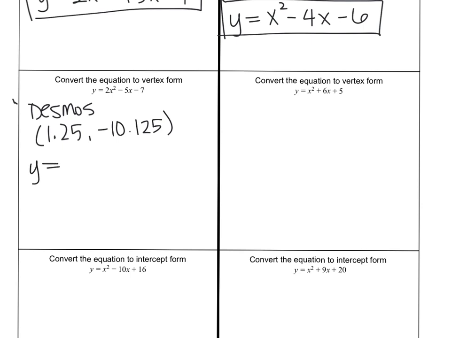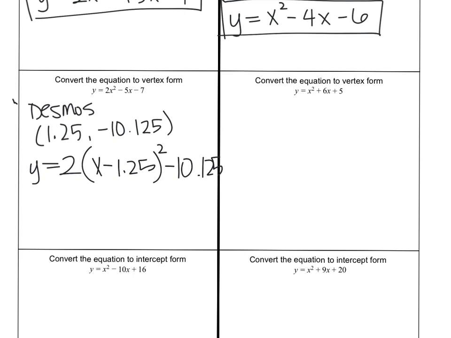The important thing you need to remember here is the a value. The a value in standard form is still the a value in vertex form. So because the number in front of x squared is 2, we're going to have a 2 out in front. Then do the opposite in the parentheses, so (x minus 1.25) squared. Then we keep y, negative 10.125.